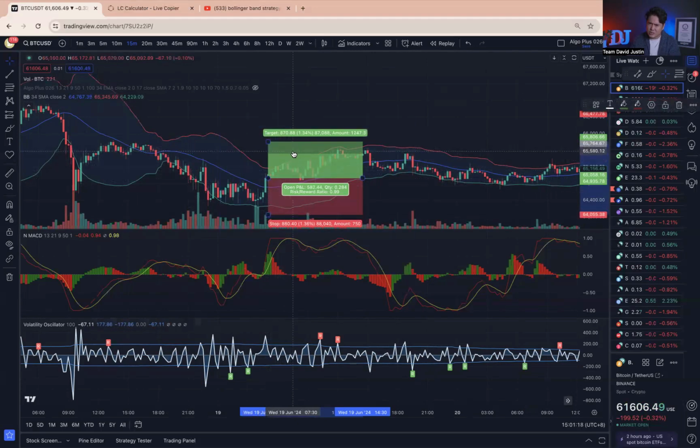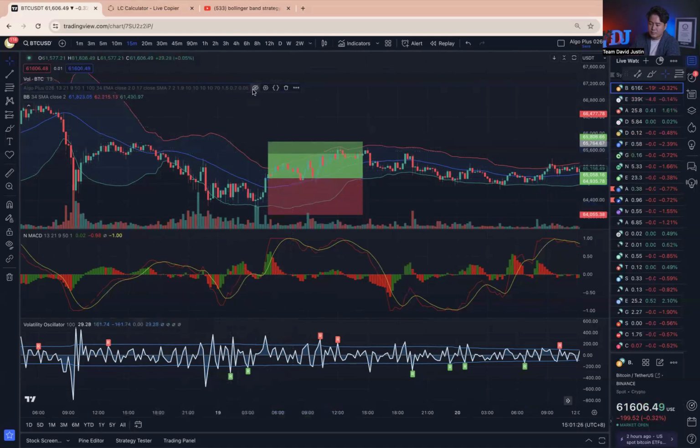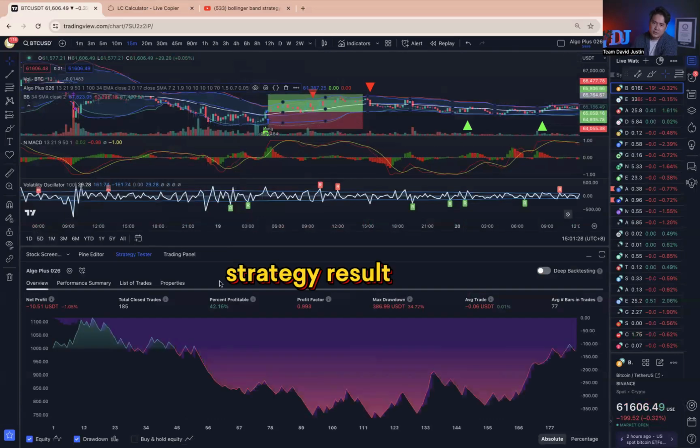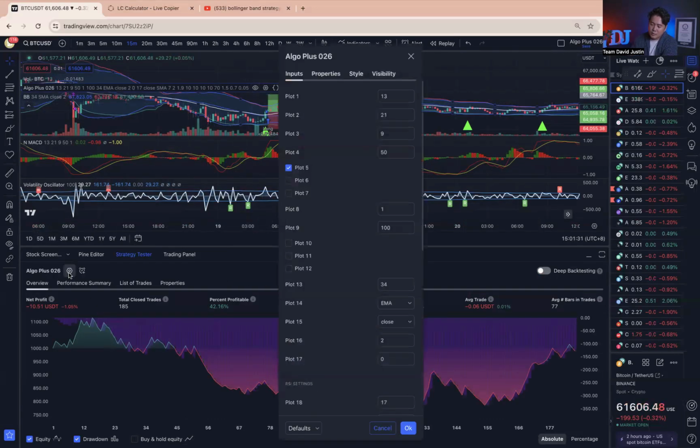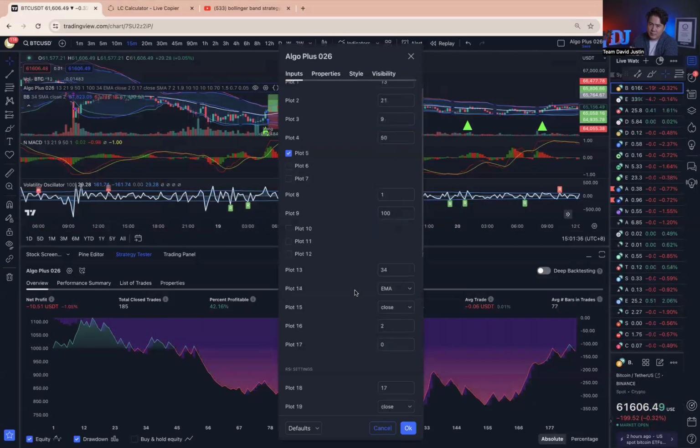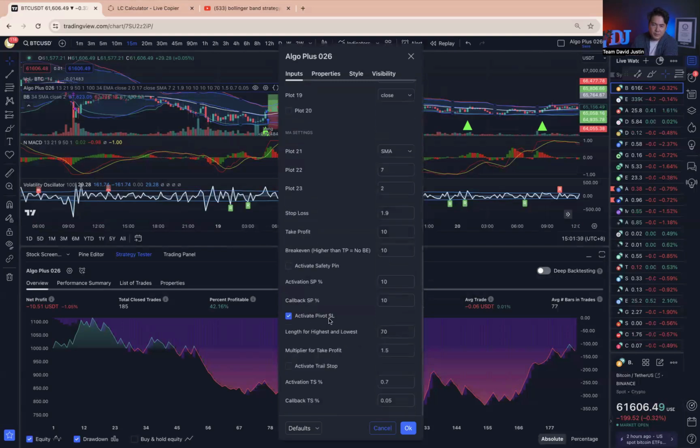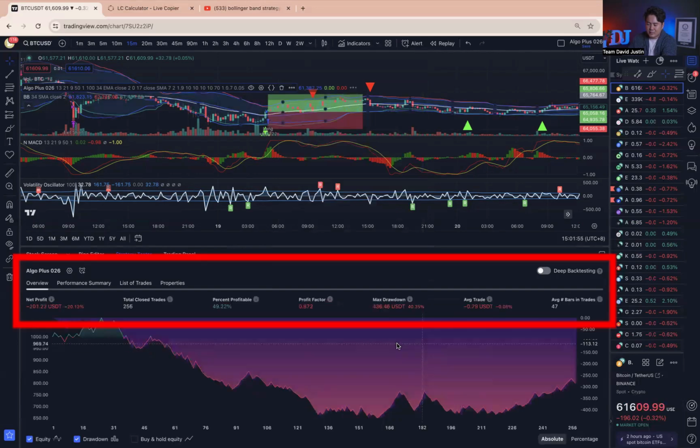There are a lot of strategies like this in the market, but how can I know whether it's proven or not? Basically, I already wrote code for it. Let me show you. This is the strategy result. How can I see that? You go to settings here. I already changed it to 13, 21, 100, 34, so the parameters are the same, with activate pivot, which means the pivot stop loss is based on the last highest swing high and last lowest swing low, with the 70 candle as a justified 1-to-1.5 ratio. If I change it to a 1-to-1 ratio, you can see the result doesn't look good at all.